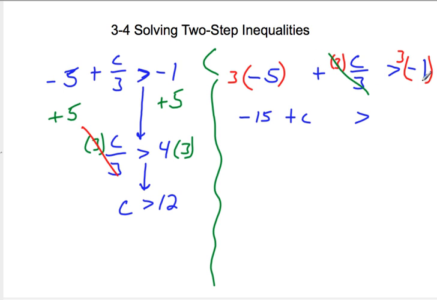Over here, 3 times -1 is -3. Now it looks simple enough, so we're going to add 15 because this is a -15. To get rid of it, we add 15. And as you can see, we end up with the same answer because -3 plus 15 is positive 12. So we end up with the same answer.